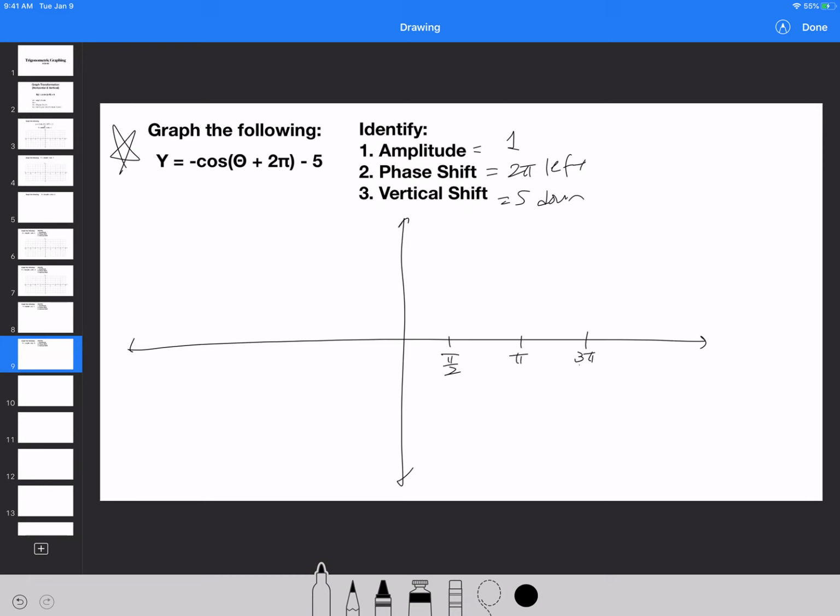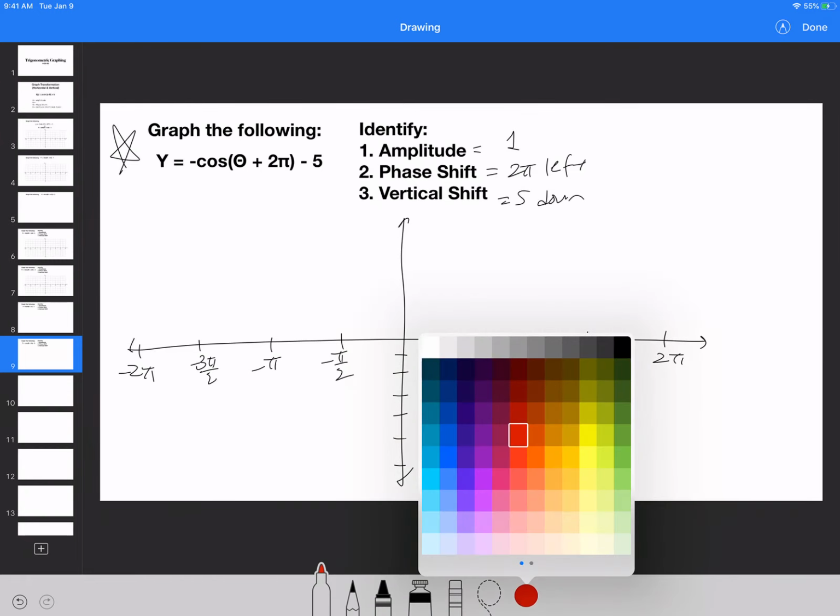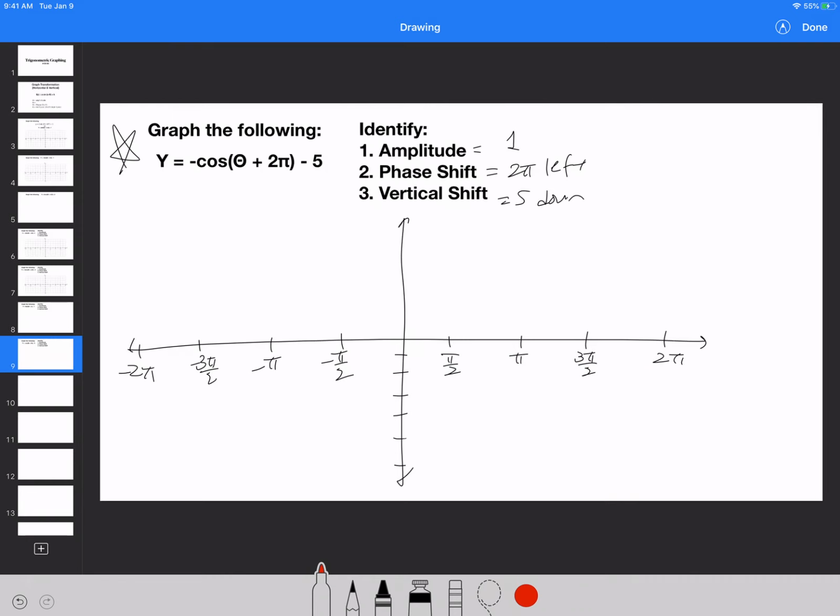Pi, 3 pi over 2, and positive 2 pi. The negative pi over 2, negative pi, negative 3 pi over 2, and then negative 2 pi. And then 1, 2, 3, 4, 5, 6. It's going to be a very small graph, relatively, because I'm going to start at -5 here for my midline. Then since my amplitude is 1, I'm going to go up 1, and then I'm going to go down 1.